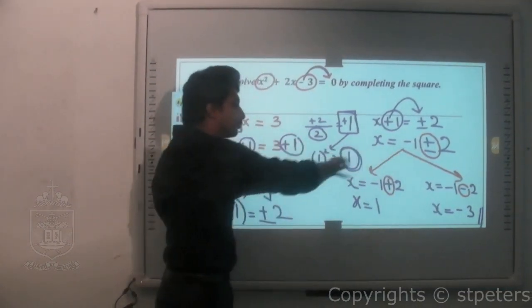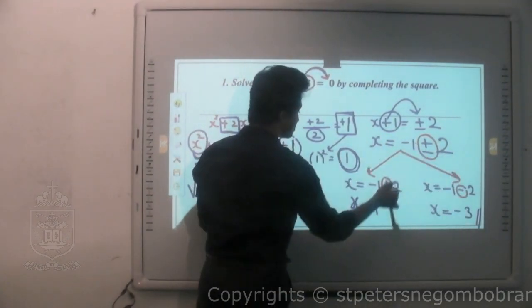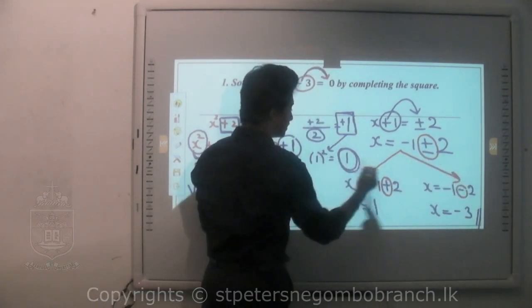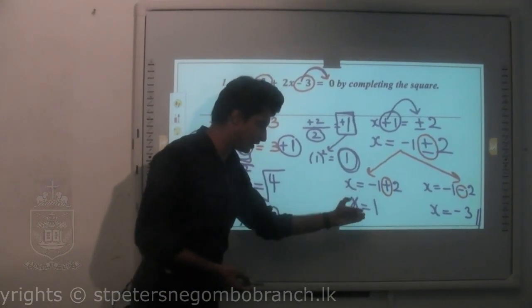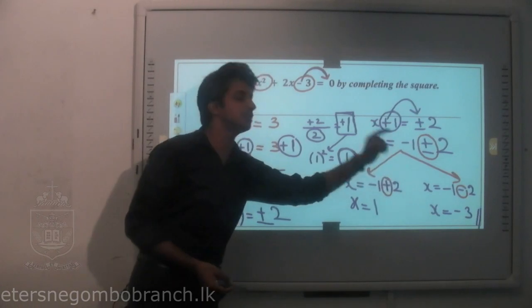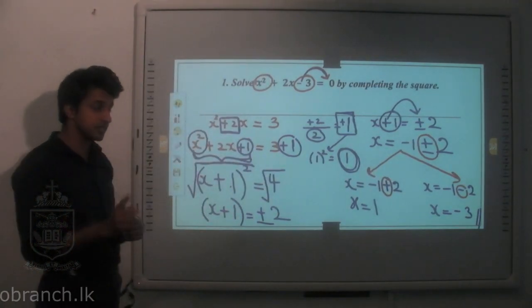I am going to break it into two parts according to this sign. One is x equals minus 1 plus 2, and the other is x equals minus 1 minus 2. Hence you will get two answers. From the first you will get x equals 1, since minus 1 plus 2 is plus 1. Here x equals minus 1 minus 2, you will get the answer as minus 3. So this was the first example.